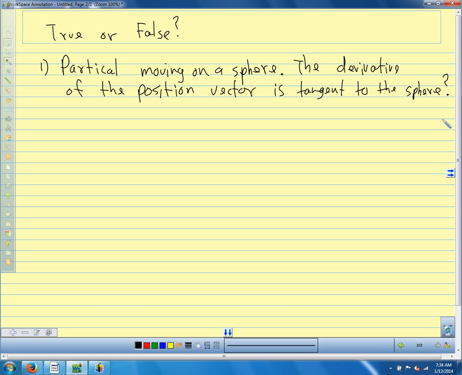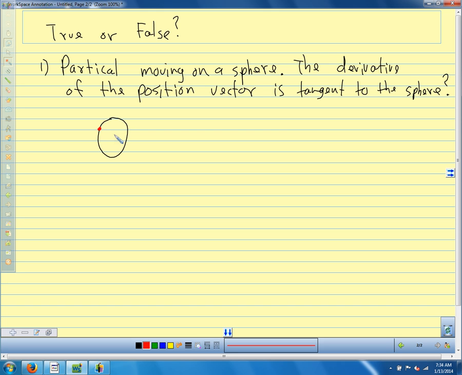So think about it for a minute. So let's just simplify it just a little bit and take a cross section, so this is a cross section of the sphere, and say for the moment that our particle is moving around on that circle. So is the derivative of the position vector going to be tangent to that circle? Yeah, you kind of think so. So if we extend that to the sphere, we would say this is true.